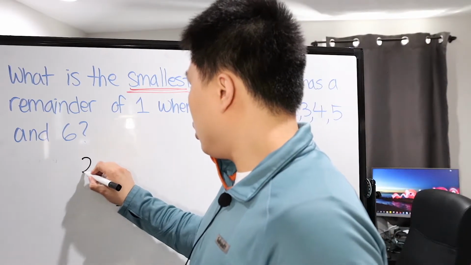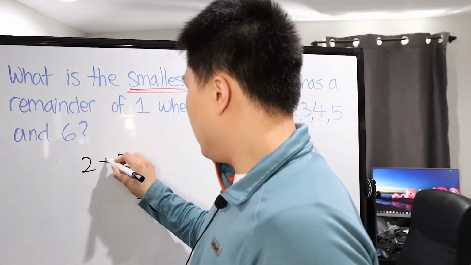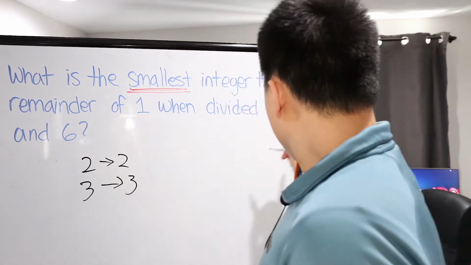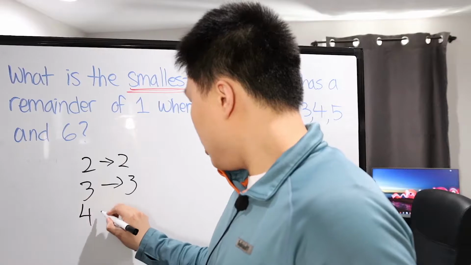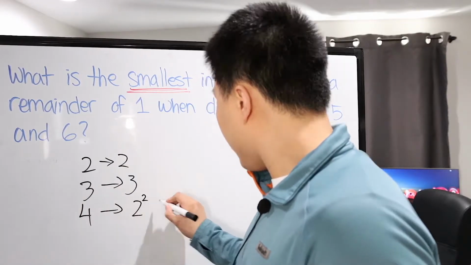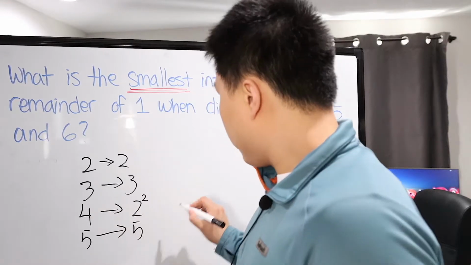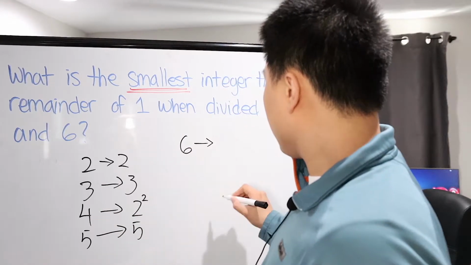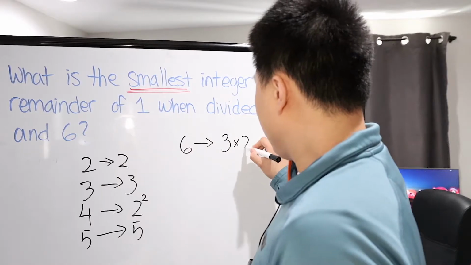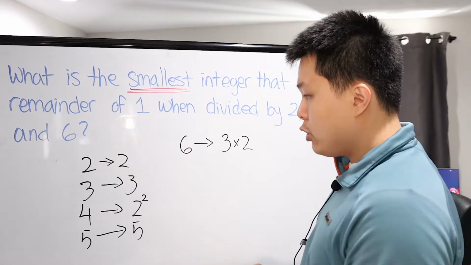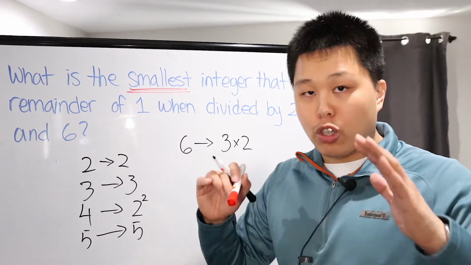Luckily for us, for 2, the prime factor is just 2. For 3, the prime factor is just 3. For 4, the prime factor is actually 2 squared. For 5, the prime factor is just 5. And for 6, the prime factors are 3 and 2. Now remember, to find the least common multiple of all of these numbers, you're going to look at all these prime factors and choose the largest one.